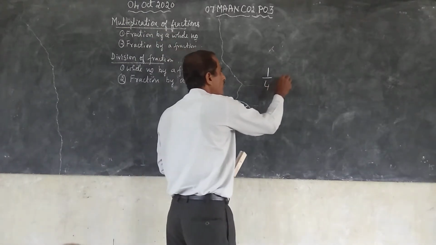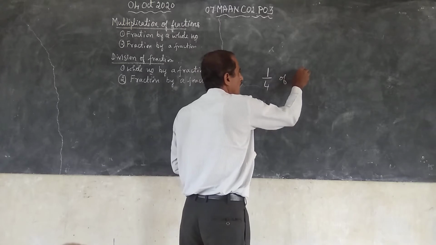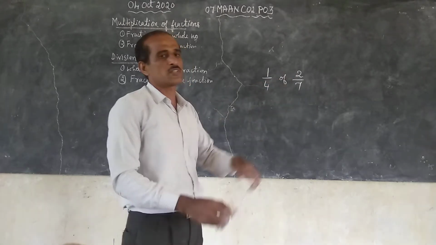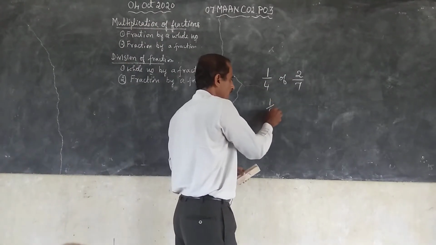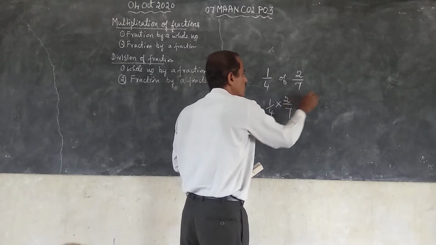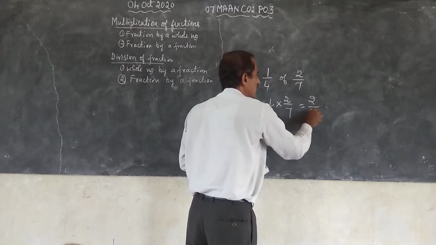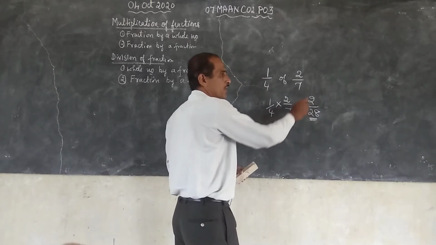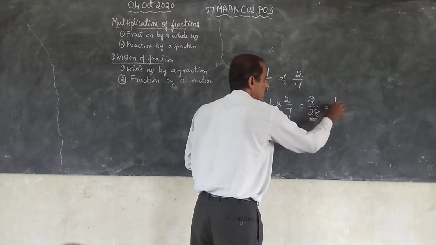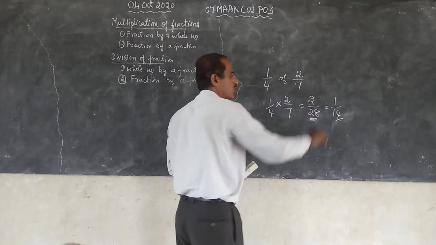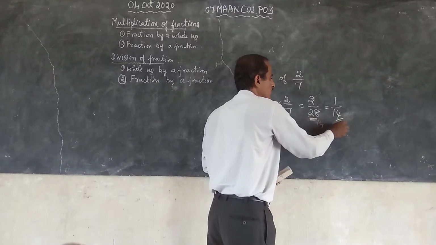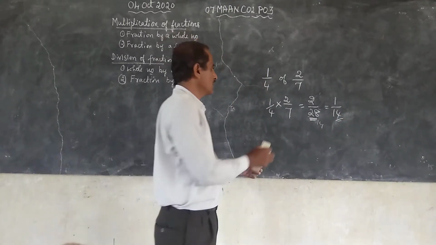1/4 of 2 by 7. The question is like this. What is 1/4 of 2 by 7? Of means multiply. You have to multiply 1/4 by 2 by 7. What is the answer? 1 2s are 2, 4 7s are 28. So 2 by 28 is the answer. If you simplify this one, it becomes 2 1s are 2, 2 14s are 28. So 2 by 28 is also equal to 1 by 14. So this is the answer. Okay. So like this we will do.